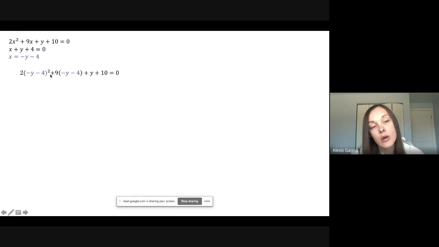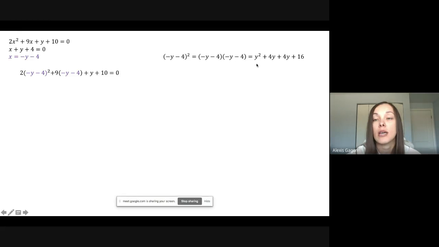Whenever you have this squared part right here, you have to actually square it out. You can use the box or you could use distribution. It doesn't matter. I'm just going to use distribution. So negative y times negative y is y squared. Negative y times negative 4 is positive 4y. Negative 4 times negative y is positive 4y. And negative 4 times negative 4 is 16. Those 4y's combine to give you 8y. So then that is what's going to replace this right there.